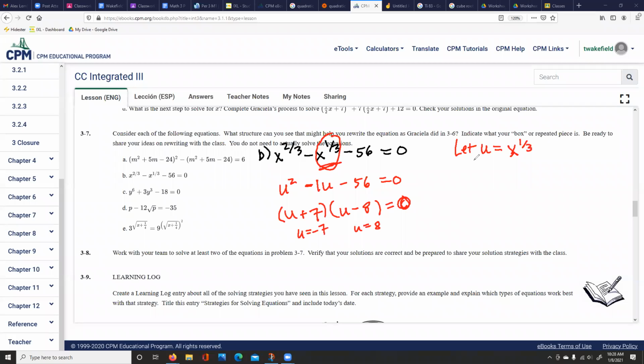Now I'm going to back substitute the U back in. I'm going to substitute this back into here and here. So we're going to get x to the 1/3 equals -7, and x to the 1/3 equals 8. Okay, and if you recall from first semester, what does 1/3 power mean? 1/3 power is the cube root.